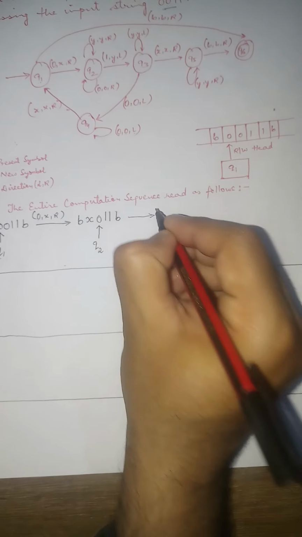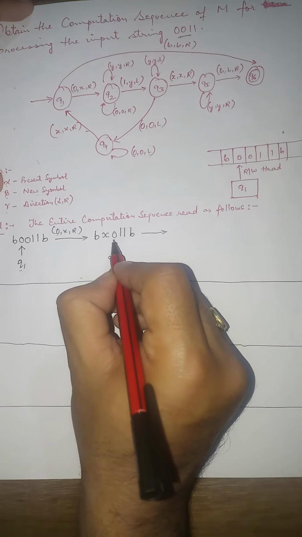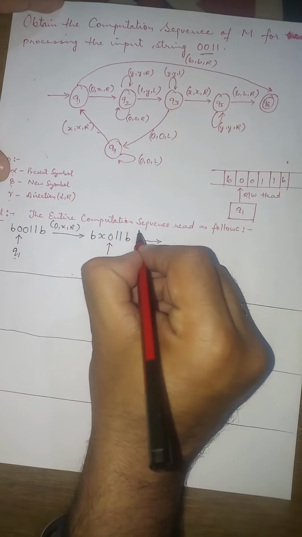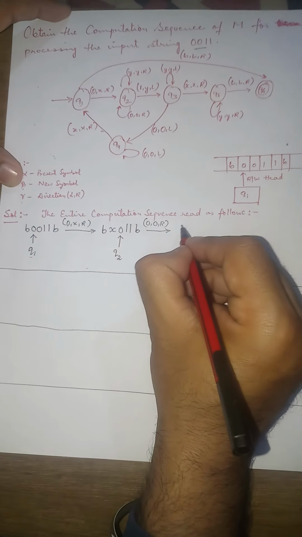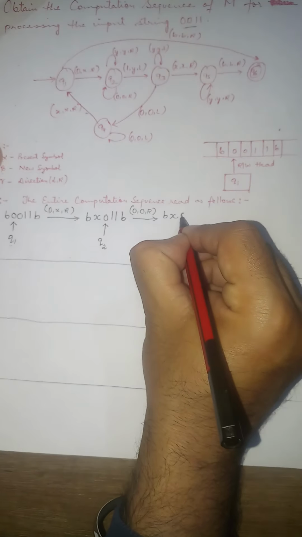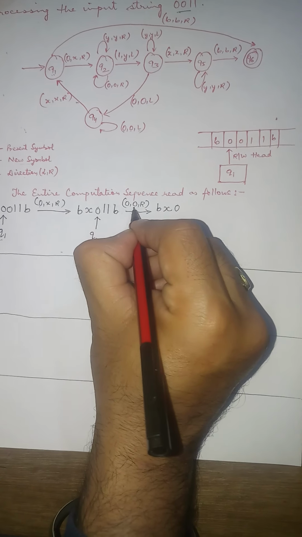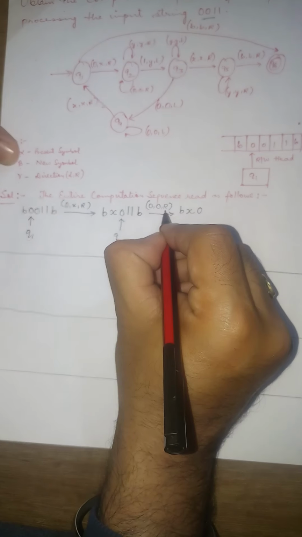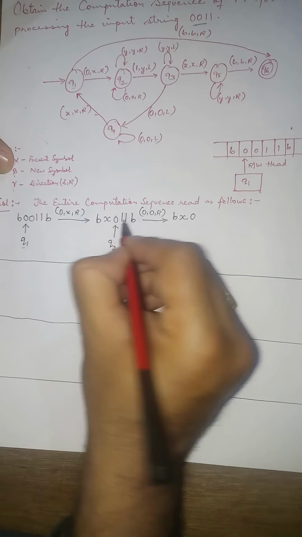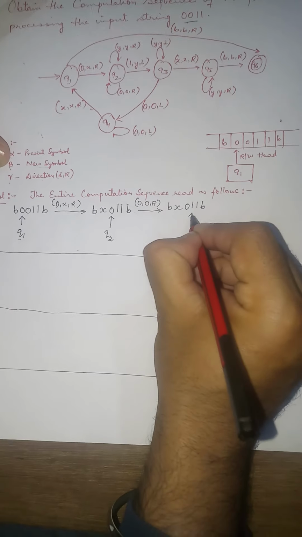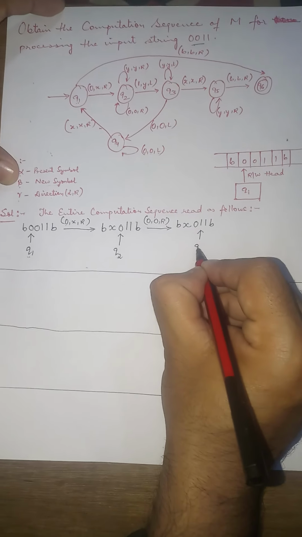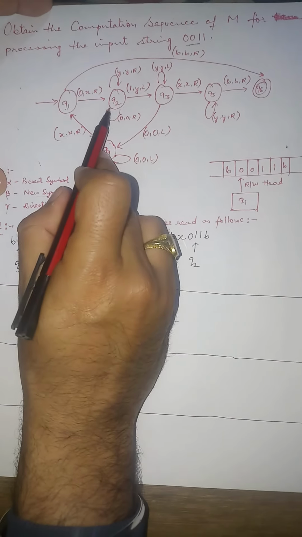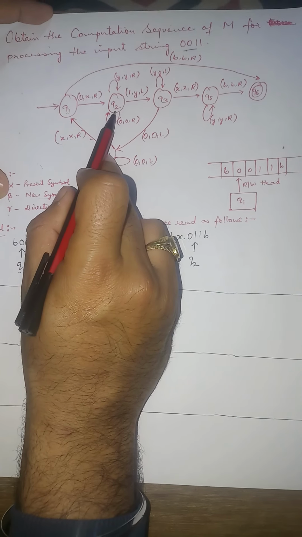Next, what you need to check? You need to check q2 upon the processing of 0. q2 upon the processing of 0 goes to itself. The move is 0 comma 0 comma r. It means 0 will be replaced with 0. So here you need to write b x 0, and 0 remains 0 because the new symbol is 0. The direction of motion is right. So right is 1 1 1 b. Your read write head will move towards the next one, and the state will remain the same because q2 upon the processing of 0 goes to q2 itself, right?